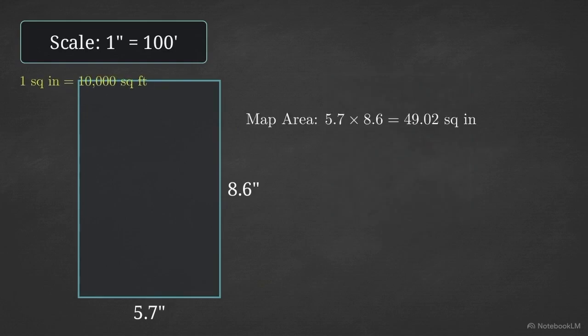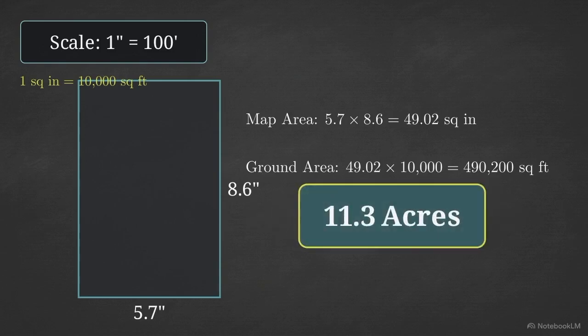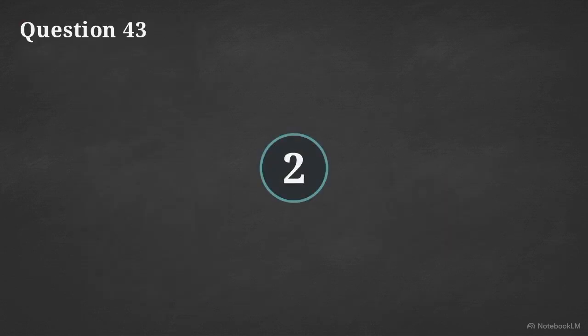First, the map area. 5.7 times 8.6 equals 49.02 square inches. Multiplying this by 10,000 gives a ground area of 490,200 square feet. Divide that by 43,560 to find the acreage. The result is 11.3 acres. Pause the video and apply this to question 43.